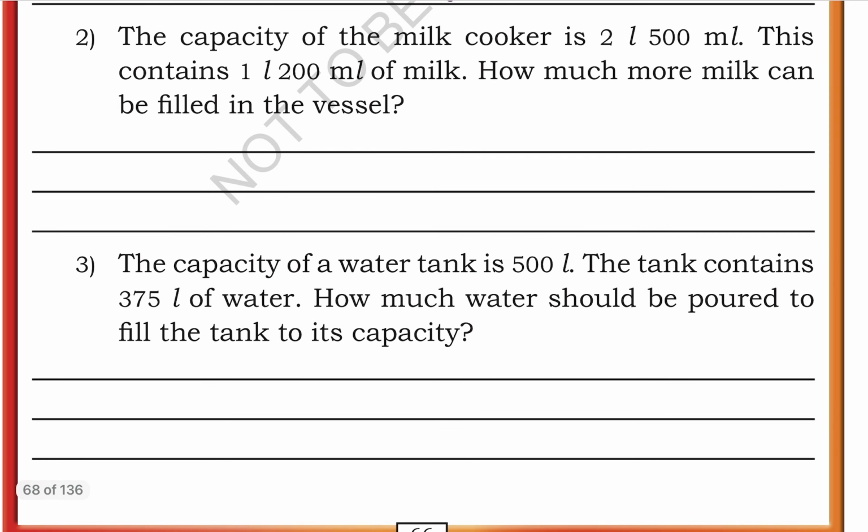The capacity of the milk cooker is 2 liter 500 milliliter.